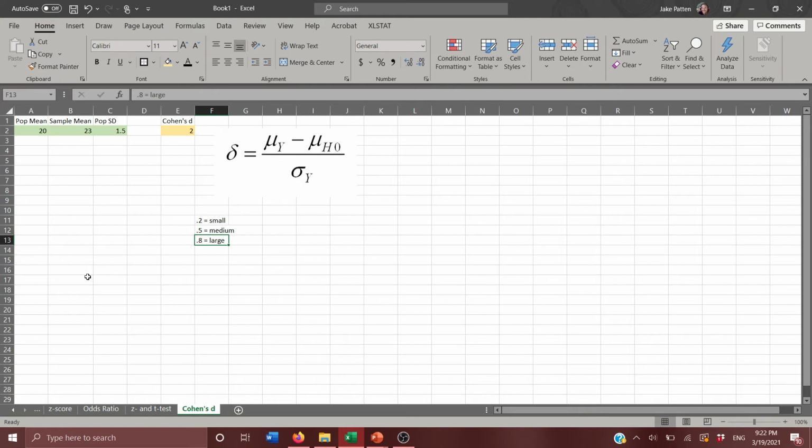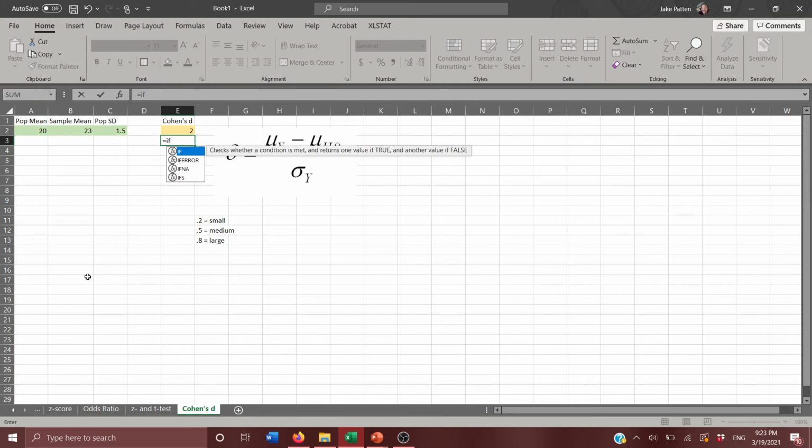Okay, so we can do something pretty cool if you want. If you are an advanced user and you would like Excel to tell you what's going on with your Cohen's d, you can add this to your calculator. We're going to start with an equal sign, and then we're going to type in IF. This is like an if-then statement, if you're familiar with programming at all. What this is going to do is we're going to give it a condition.